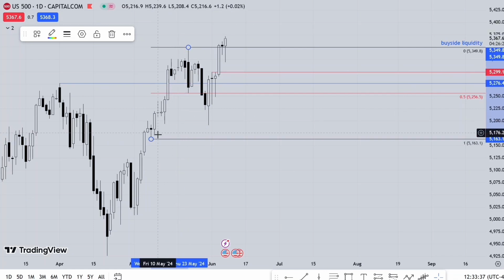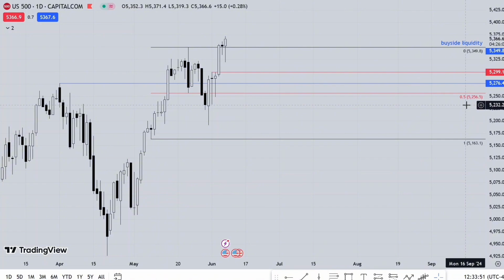So if you take your fib from this low to this high, below this range, the equilibrium is here, which is 5256.5. So every price below this 5256.5 is a discounted price market. Going forward into the mentorship, we'll talk about discount and premium, but I'm just doing a general review and a general overview of price action within the last 2 to 3 weeks and going forward.